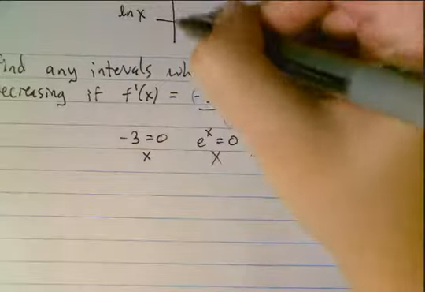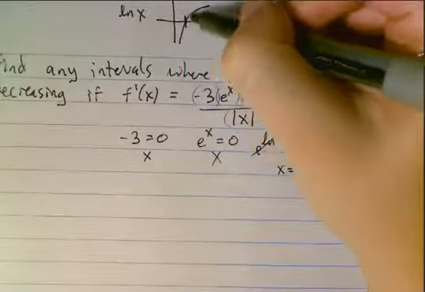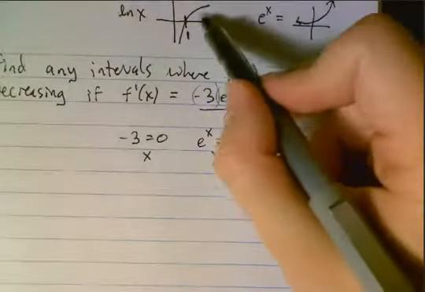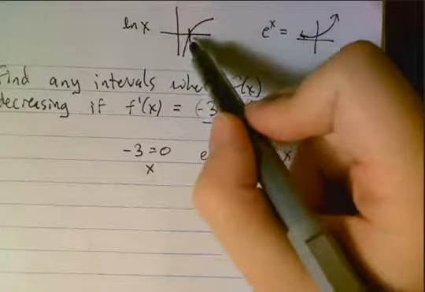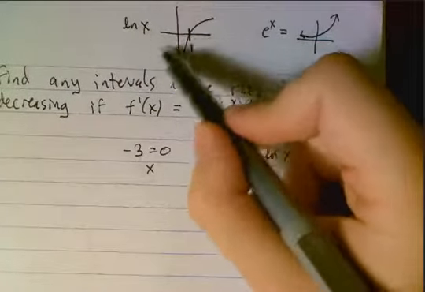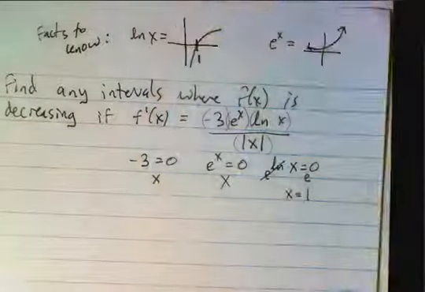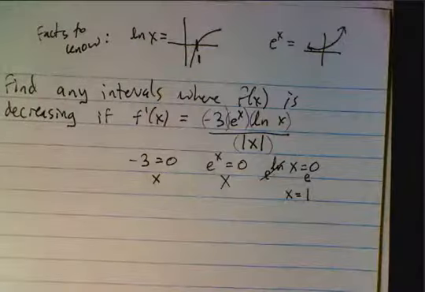The natural log of x looks like this. It's positive when x is greater than 1, negative between 0 and 1, and undefined over here. So these are just facts to know. Write them on your flashcards. You really just have to memorize them. It's going to save you a lot of grief.